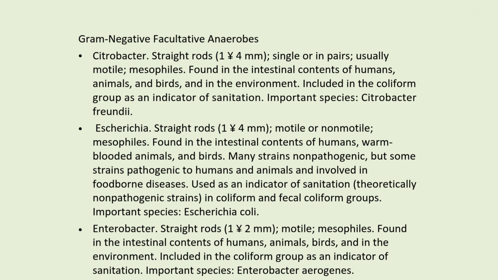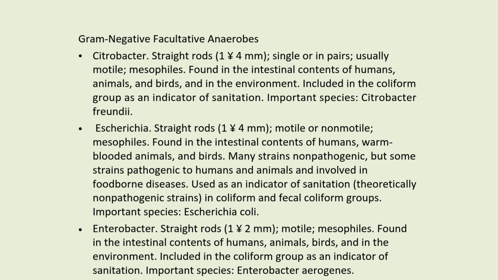Next is the very important genus Escherichia. These are straight rods that can be motile or non-motile. They are mesophiles found in the intestinal contents of humans, warm-blooded animals, and birds. While many strains are non-pathogenic, some are pathogenic and involved in foodborne diseases. Non-pathogenic strains are used as an indicator of sanitation in coliform and fecal coliform groups.